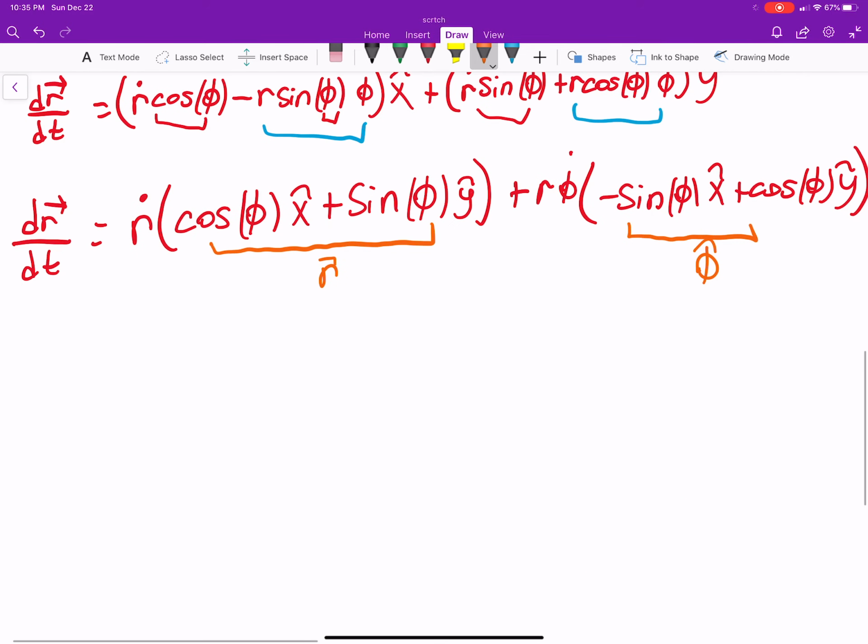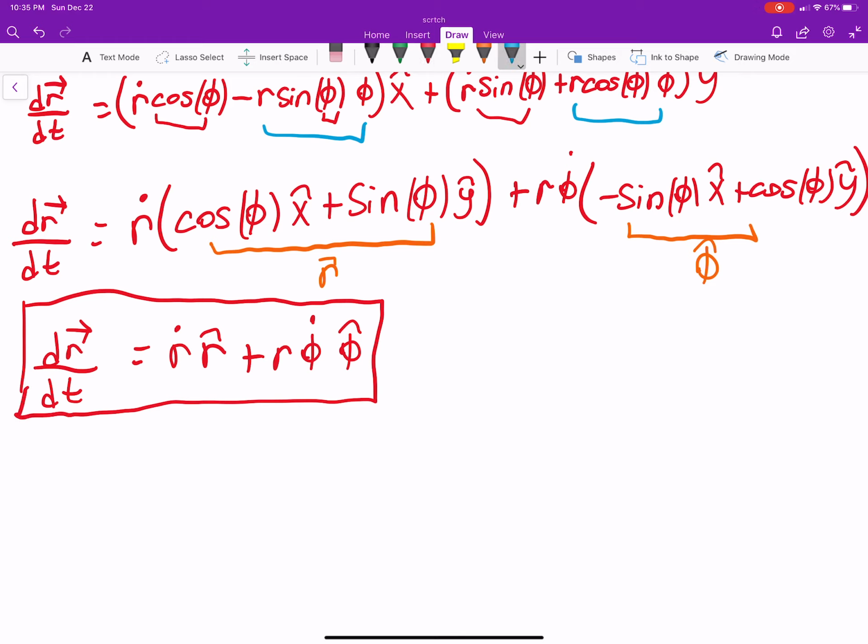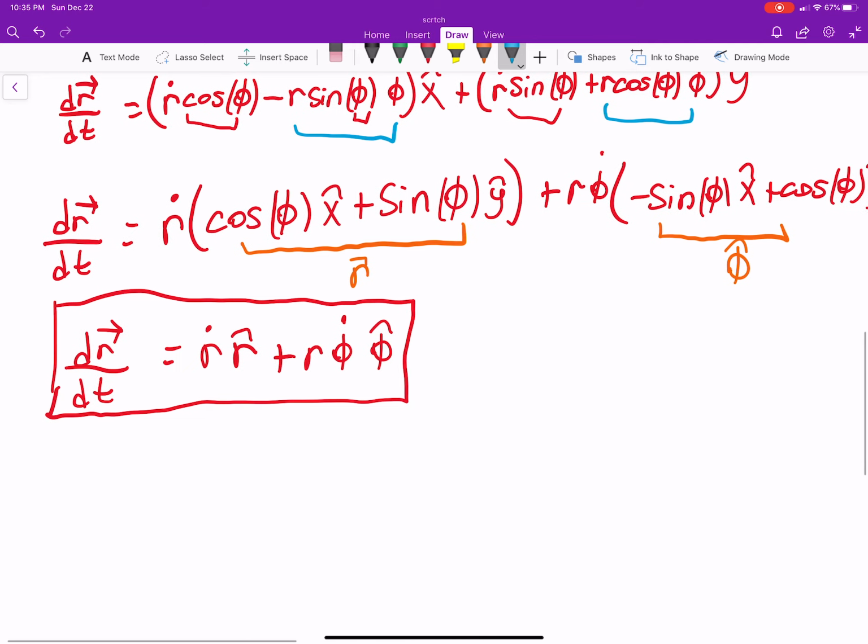Okay. So we can say dr/dt is just equal to r dot r hat plus r phi dot phi hat. So, okay, there's our first derivative, but we're interested in acceleration. Let's not forget about that. And acceleration is the second time derivative of position. So we found what would be the velocity, which you have to do to get to acceleration. But now we have to take another time derivative. So let's do it.